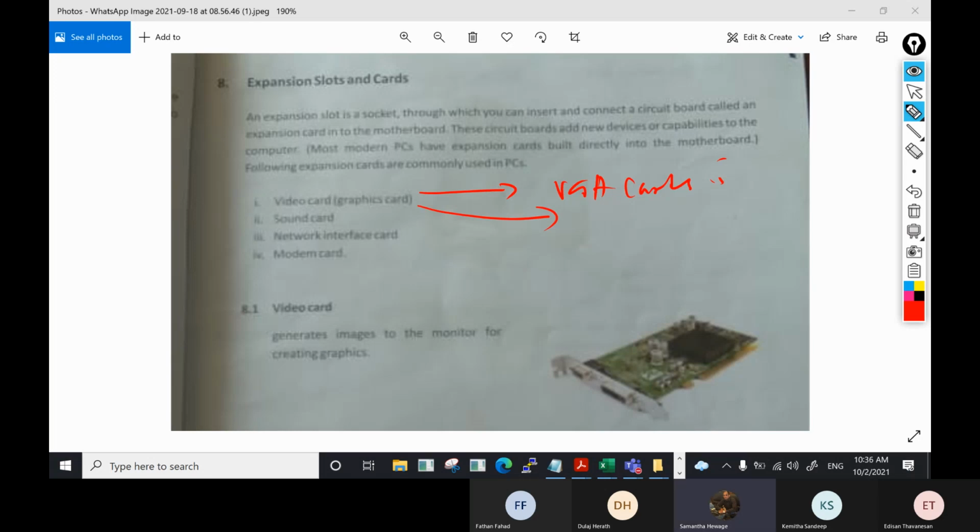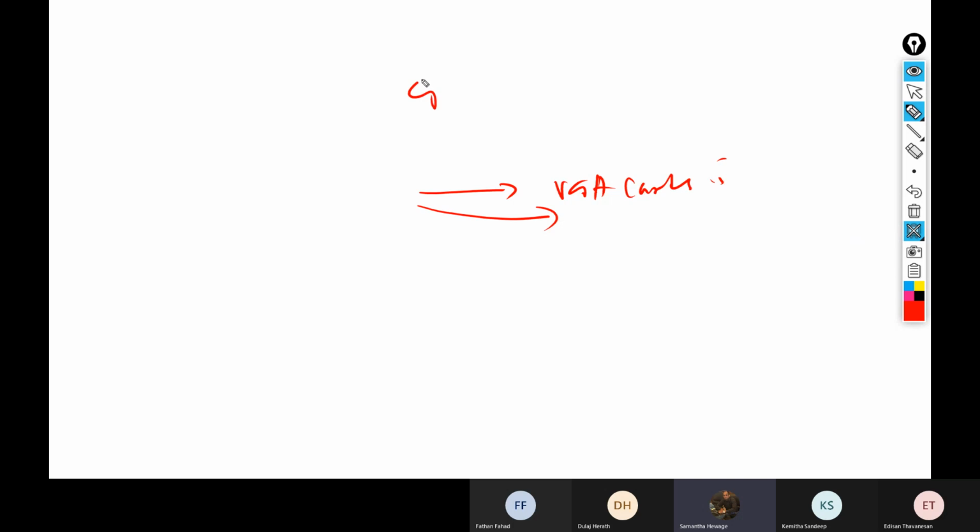Now we will think about what normal VGA cards are available. I think we have cards like this. We have GT, GTX cards. So we have NVIDIA cards.